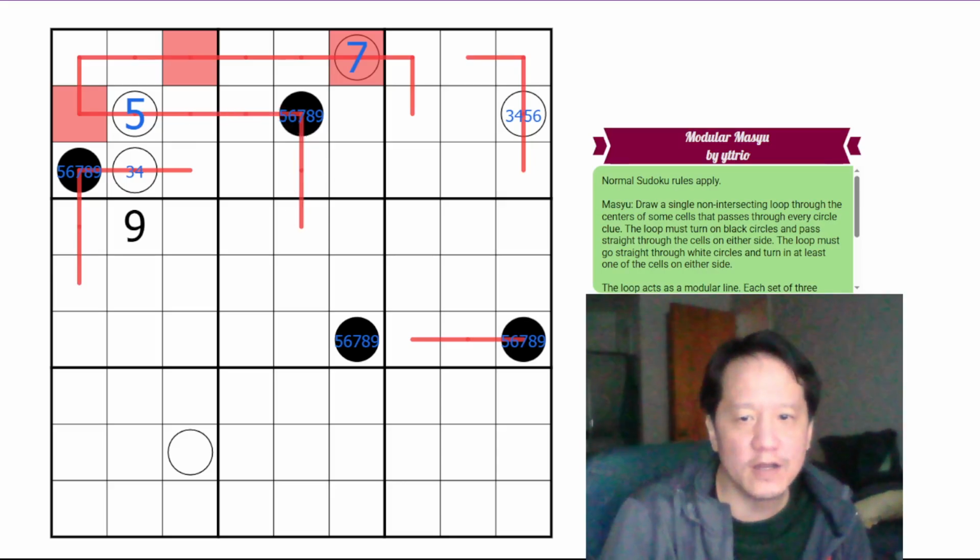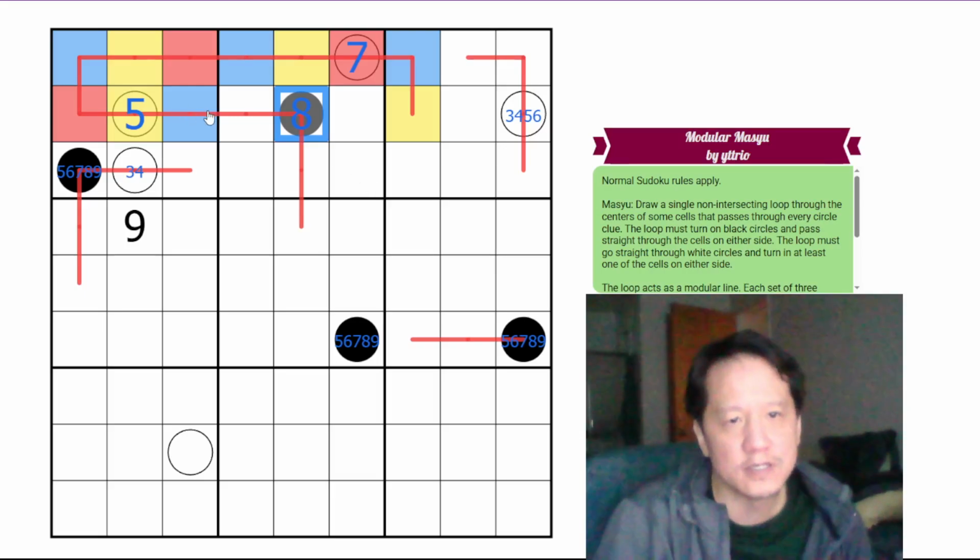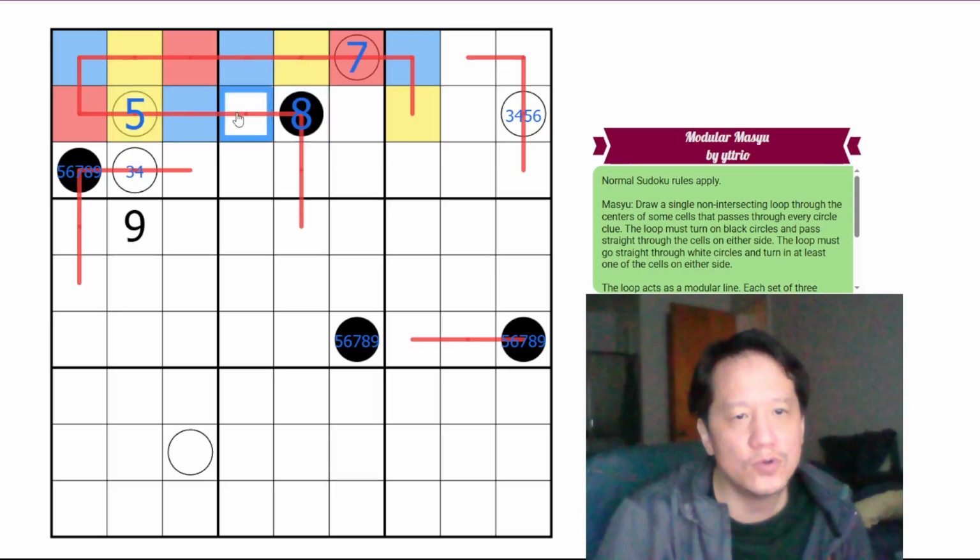So 5 is yellow. So this is yellow, which forces this to be yellow, forces that to be yellow, forces that to be yellow, and this must be blue. So we have blue here, blue here. This has to be 8 digits seen. Blue, red, yellow. So this is red. This is obviously yellow, blue, and red.